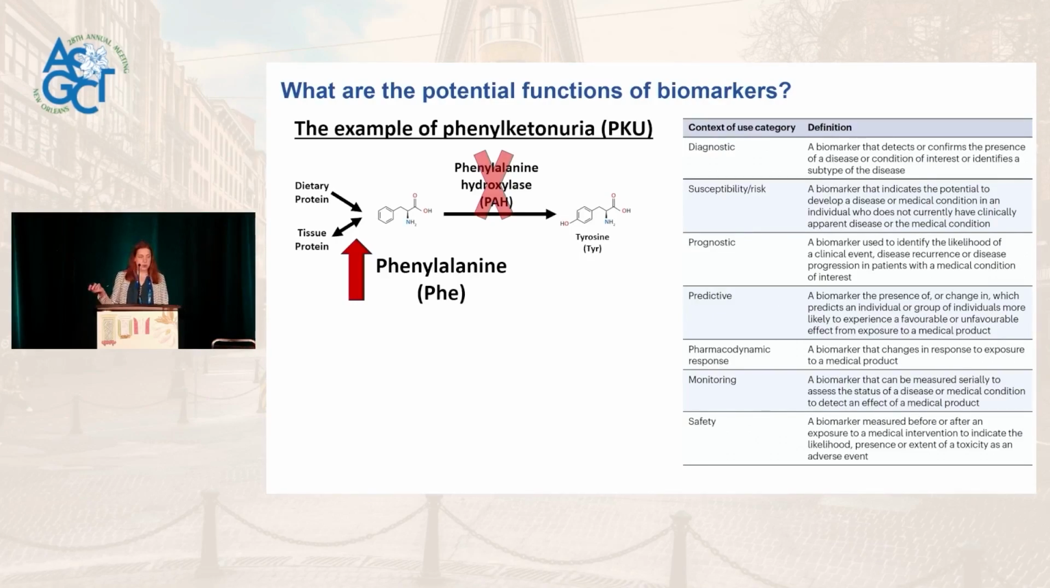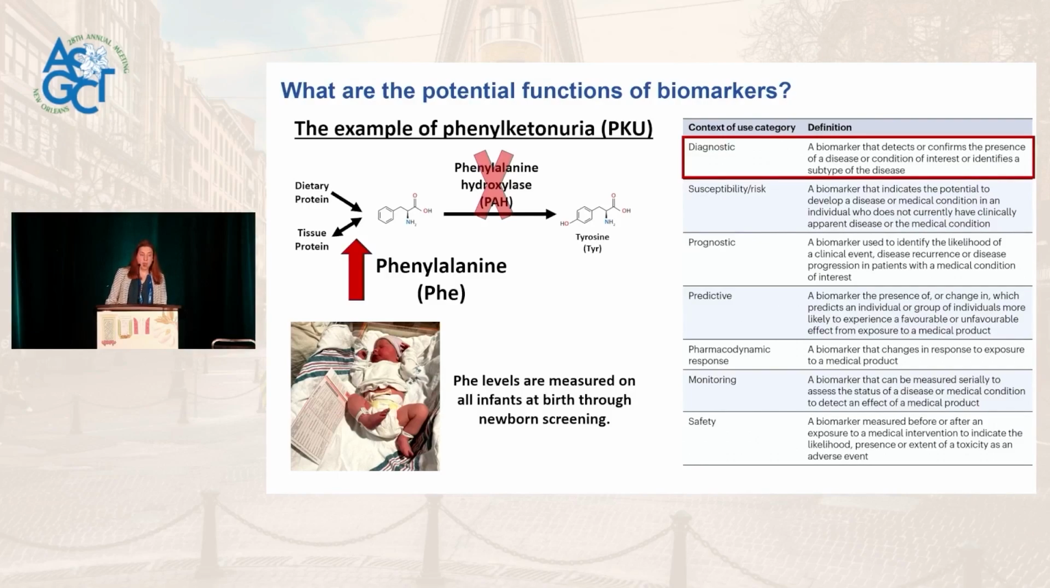So first off, one thing a biomarker can be useful for is diagnosis. And actually, every baby born in the United States has this biomarker checked through newborn screening. And this is actually a picture of my youngest getting his newborn screen. But Phe levels are detected off of a newborn screening dried blood spot. And those babies that have high phenylalanine levels are referred into a center like mine and typically diagnosed with PKU. So this is a biomarker that confirms the presence of a disease. So phenylalanine is very helpful for that.